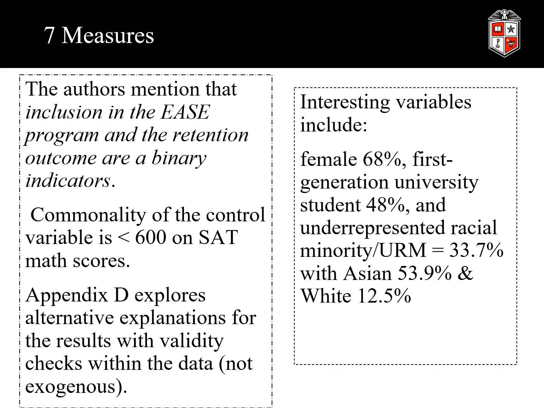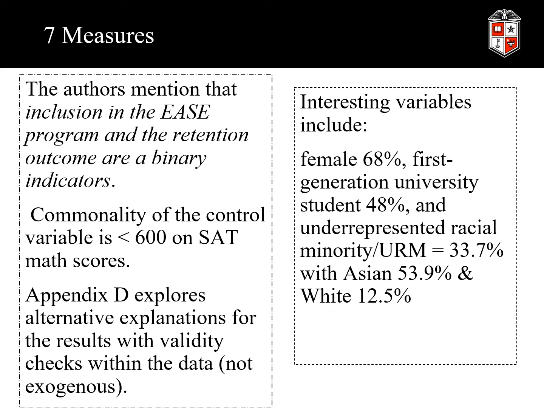Slide 7, Measures. The authors mention that inclusion in the EASE program and the retention outcome are binary indicators. Commonality of the control variable is less than 600 on the SAT math score. Appendix D of this article explores alternative explanations for the results, with validity and robustness checks within the data.